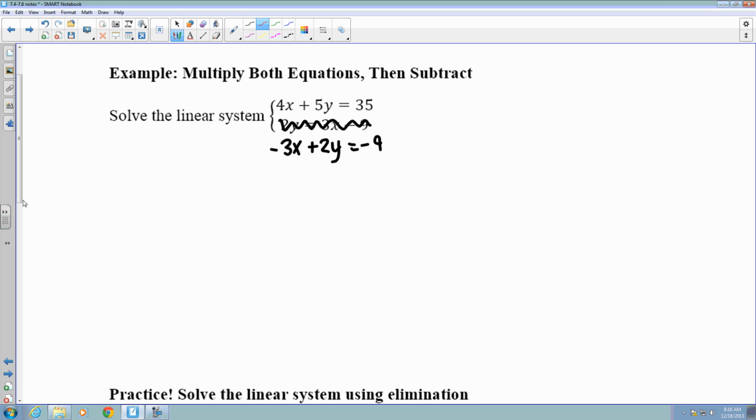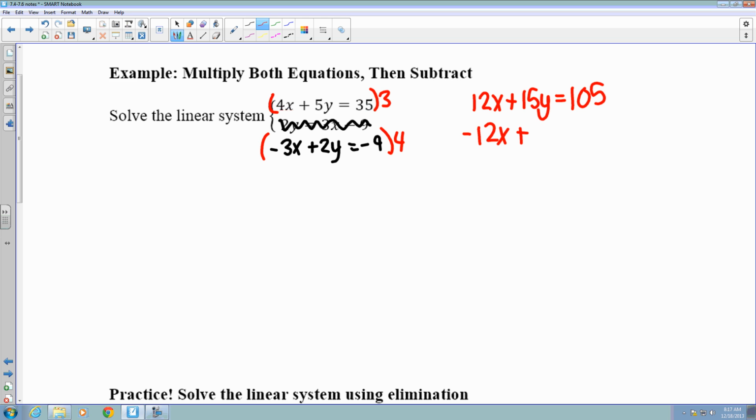Well, since the x's are already opposite signs, that's the one that I want to cancel. So if I multiply the top one by 3 and the bottom one by 4, I will get the x's to cancel. So we have 12x plus 15y equals 105.